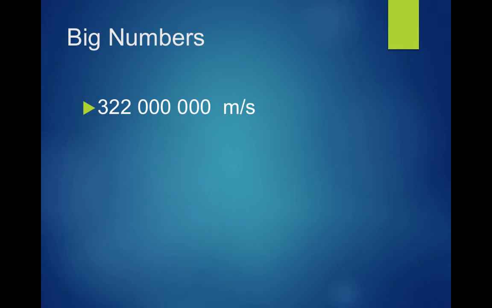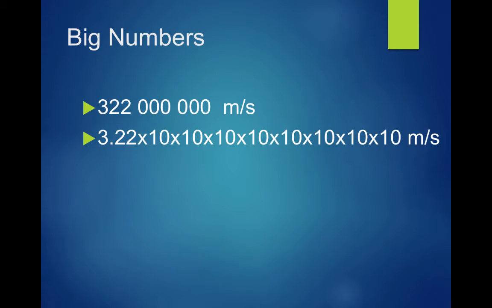322 million meters per second. To write this in scientific notation, we move the decimal place so that there's a single digit in the one spot. That will make 3.22. I think you'll agree that 3.22 is not equal to 322 million. What we'll now do is multiply by 10 so that we get to our original value, which will be times 10 eight times. 3.22 times 10 eight times does not make this easier to write.